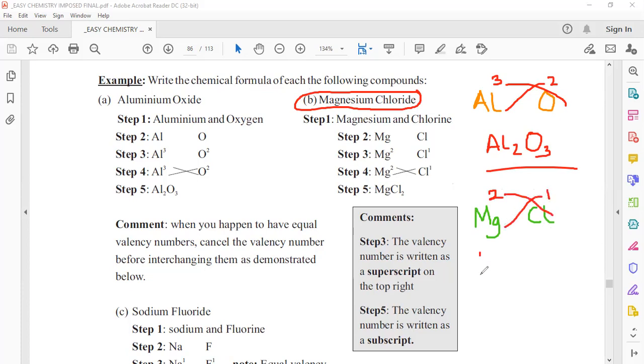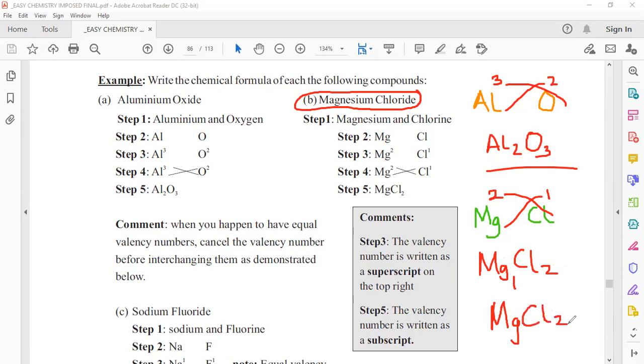So it becomes Mg1, then Cl2. Mg1 is the same as Mg.